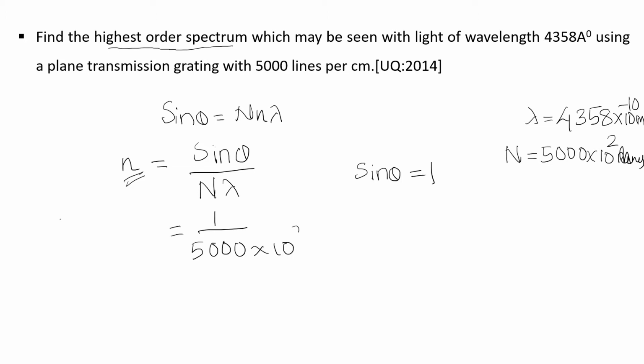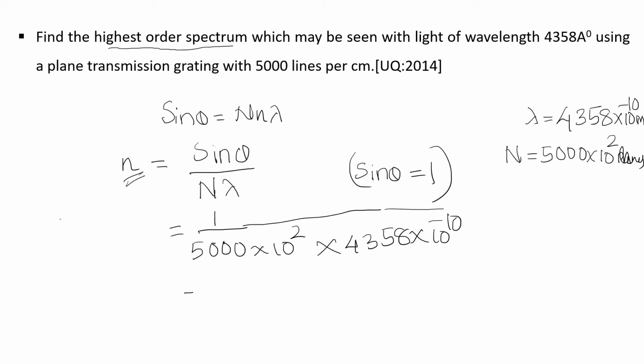into 10 square lines per meter into lambda, 4358 into 10 raised to minus 10. That is, this will give the value of n as 4.5. That is, it will give approximately 4. That is, the highest order spectrum is the fourth order spectrum corresponding to the wavelength 4358 angstrom and the number of lines 5000.